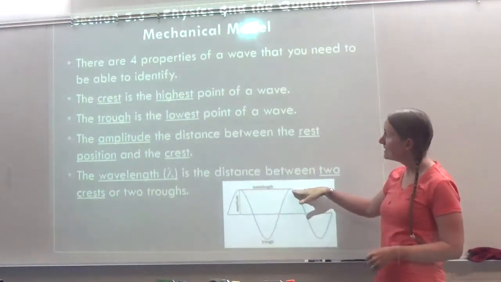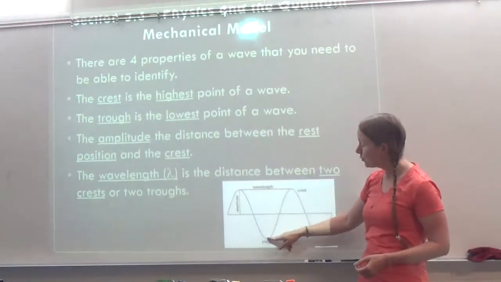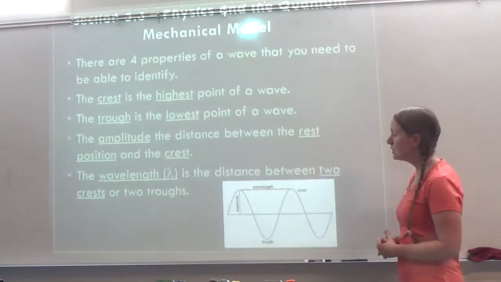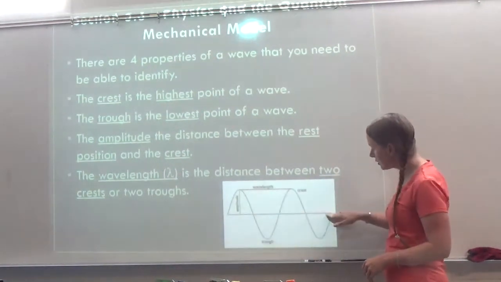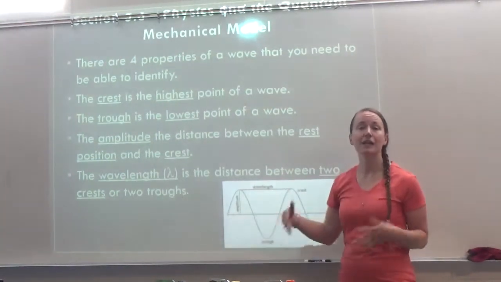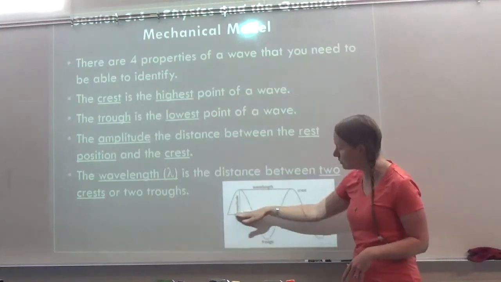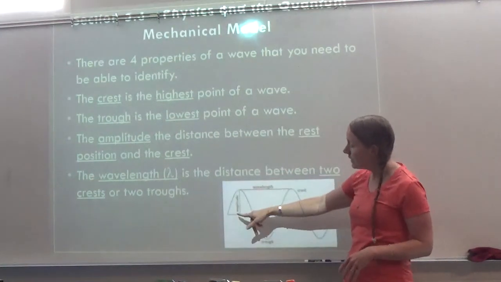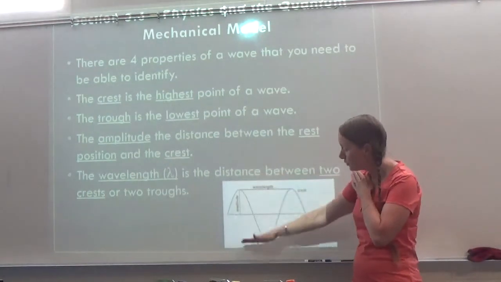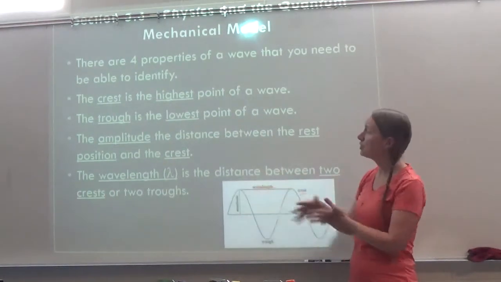So the crest is the highest point of a wave, the trough is the lowest point of the wave. The amplitude, that's what my students usually miss, is from the rest position. The rest position is like the equator of the wave. It's not a real line, it's just an imaginary line that bisects the wave. So amplitude is from the rest position to the crest. It's not from crest to trough. It's from rest position to crest.